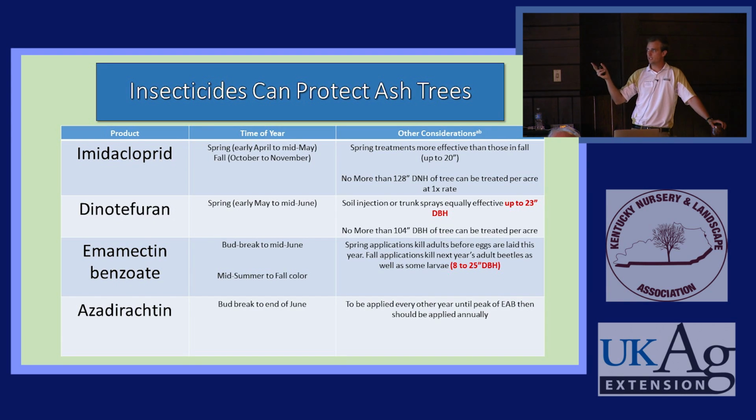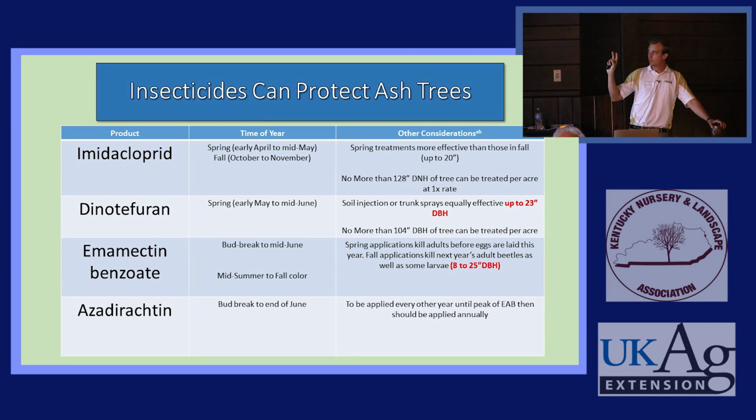But yeah, I don't know of any university studies that have shown how quickly it gets to the tree. But if you are doing a trunk injection with imidacloprid, apparently your window is much larger, because you don't have to hit it 45 days before. But if you're doing a soil injection, these are the studies done by universities in Colorado, Wisconsin, Purdue, Ohio State, the big names. They use imidacloprid soil drenching, dinotefuran trunk sprays, dinotefuran soil injections, and then emamectin and azadirachtin trunk injections.